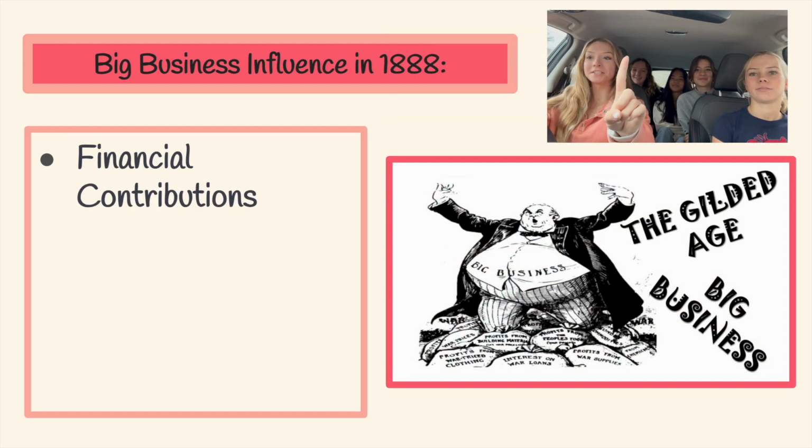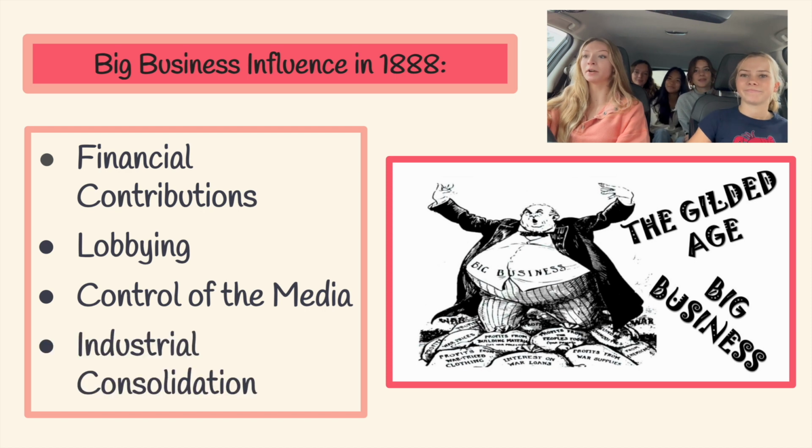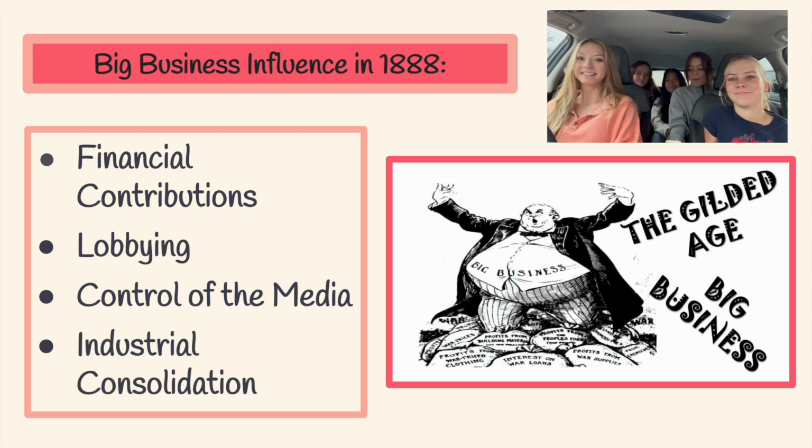Big business influence in 1888. Firstly, financial contributions, which was large corporations making substantial financial contributions to political campaigns, parties, and candidates. Secondly, lobbying. Corporations employed lobbyists. These people would take part in an organized attempt to influence legislators for the greater good of the corporation.